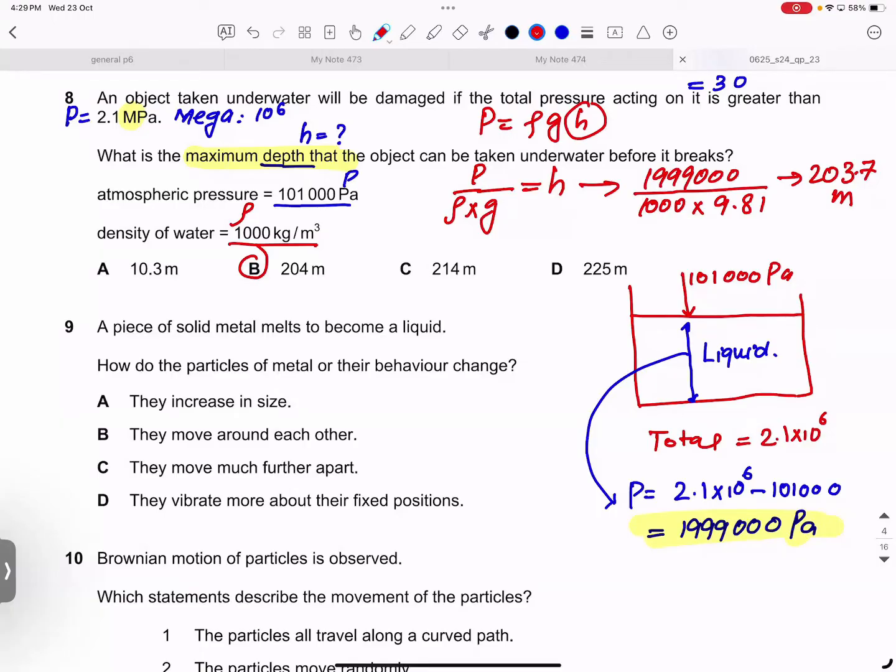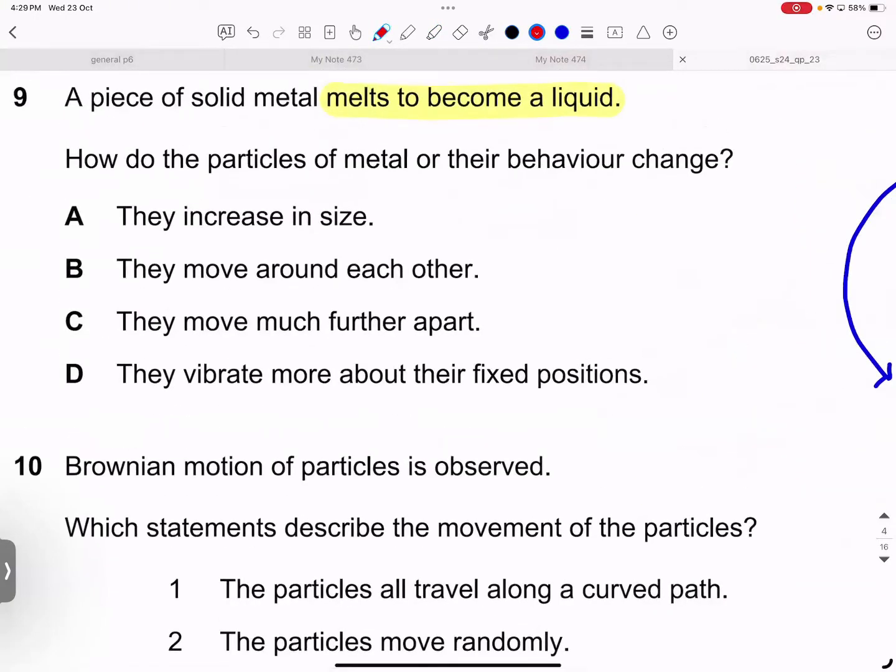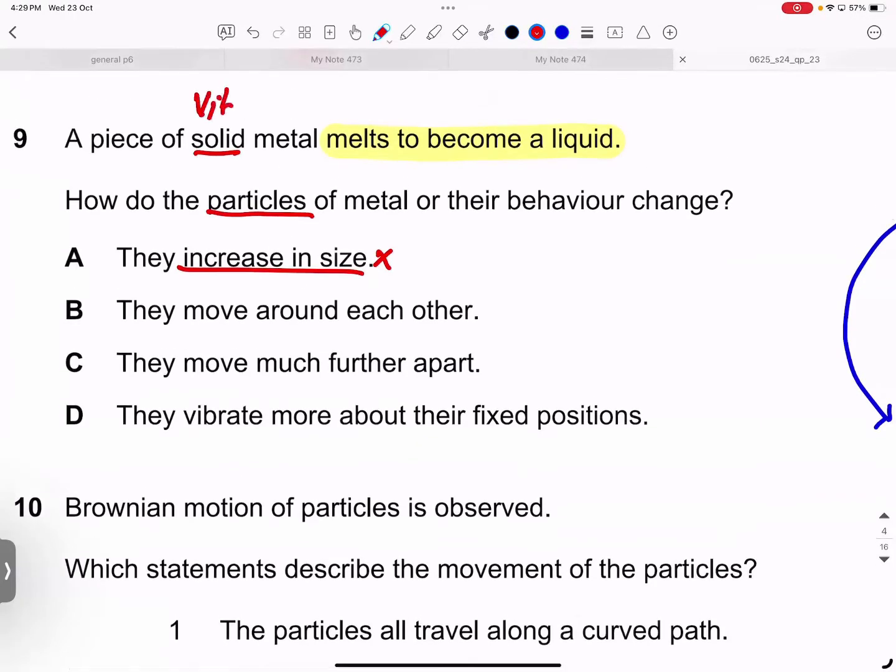Question number 9. A piece of solid metal melts to become liquid. How do the particles of metal or their behavior change during the process of melting? They increase the size? Size of the particles never increase, no matter what. They move around each other, yes. When it was solid, they could only vibrate. Change into liquid, now they can move around.